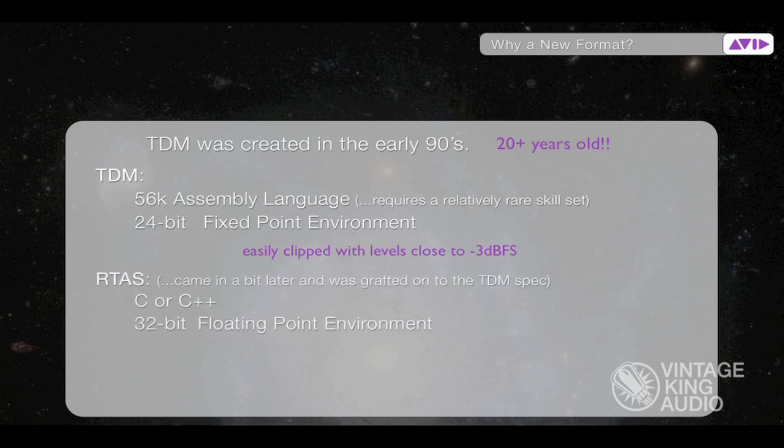And then RTAS came along a little bit later and was grafted onto the TDM spec. The code was C or C++, but it was a 32-bit floating point environment, so the audio is quite a bit better, and obviously dynamic range, 32-bit float, is quite a bit higher. So the RTAS and TDM plugs had better dynamic range, but very different quality than the TDM.